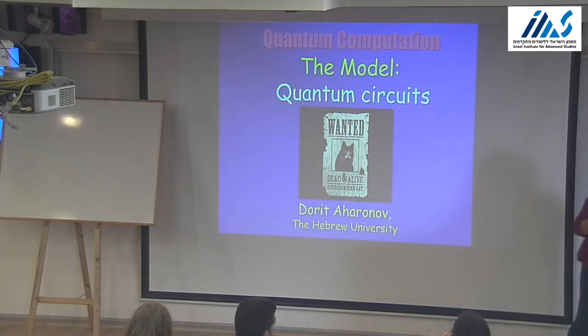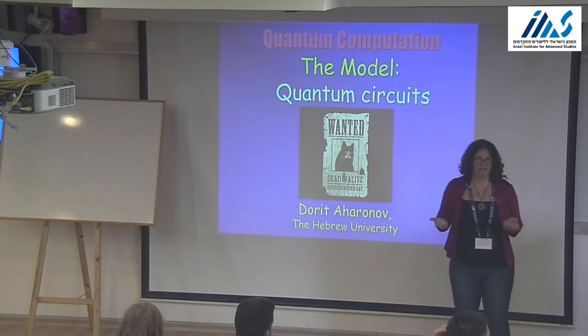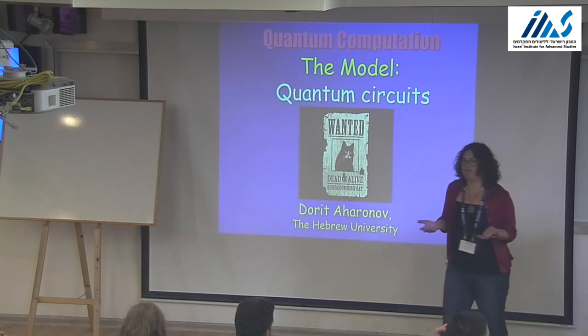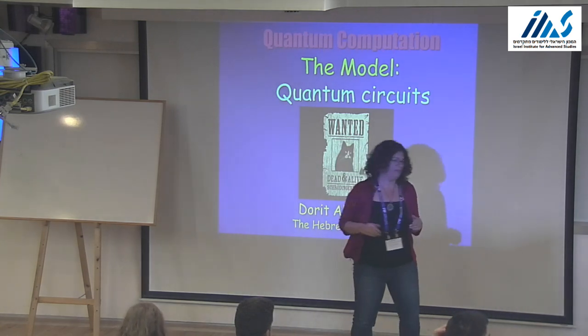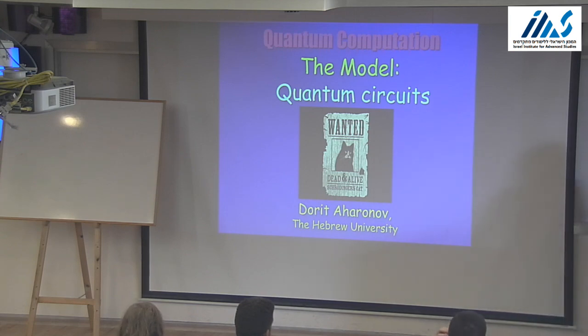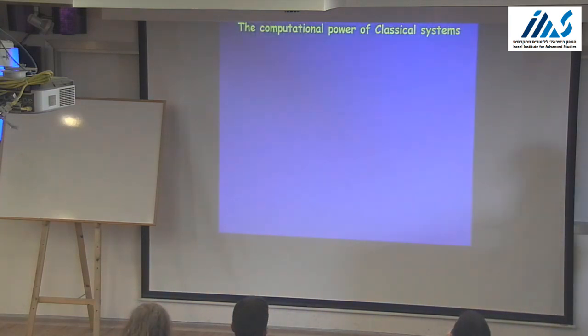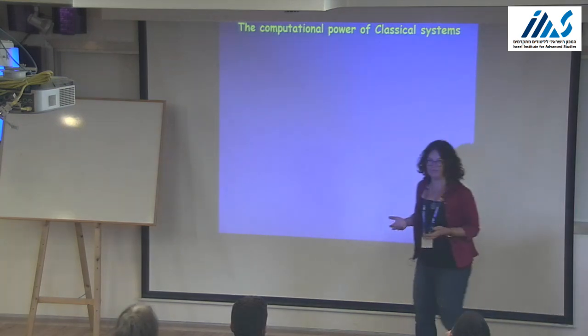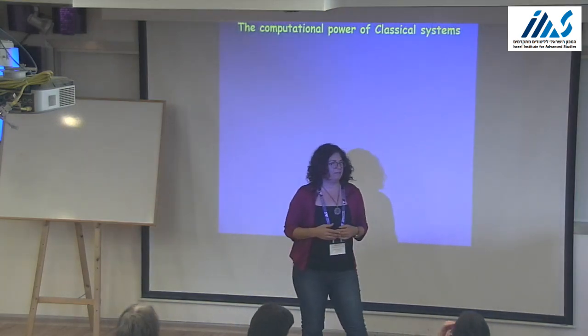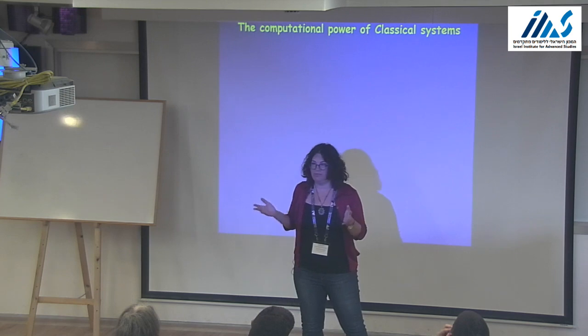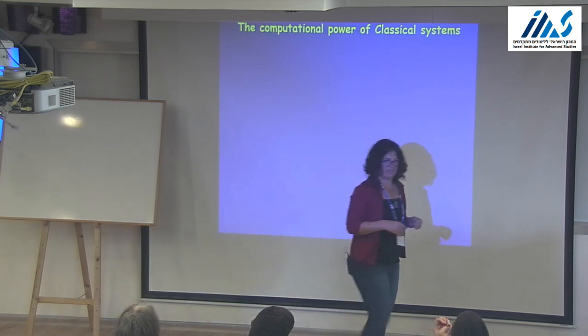Okay, so in order to define a computational model, I have to start with what's computation. Let's start with a classical computational model that will be simpler and then extend it. So, okay, classical computational model, well, there are various models, and perhaps the first and most famous one is the Turing machine.